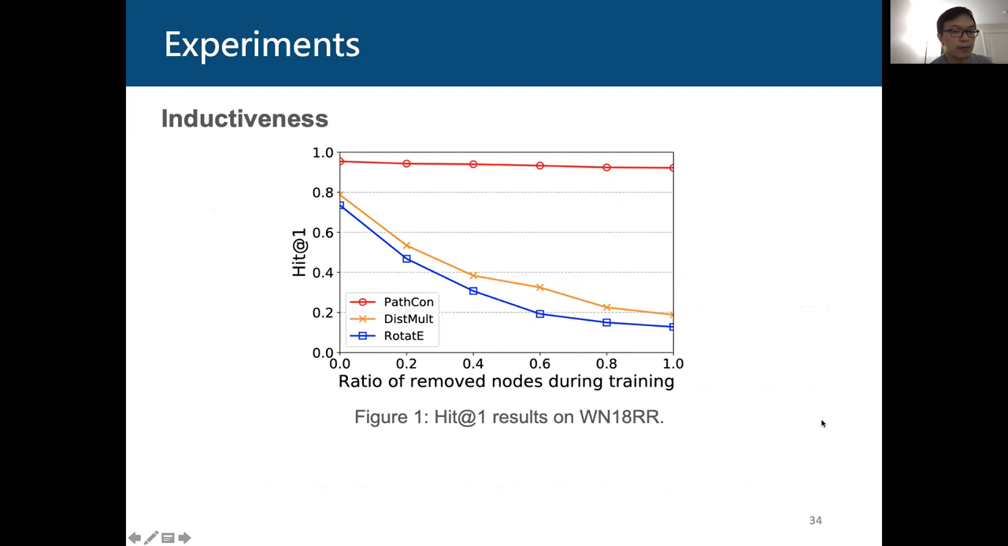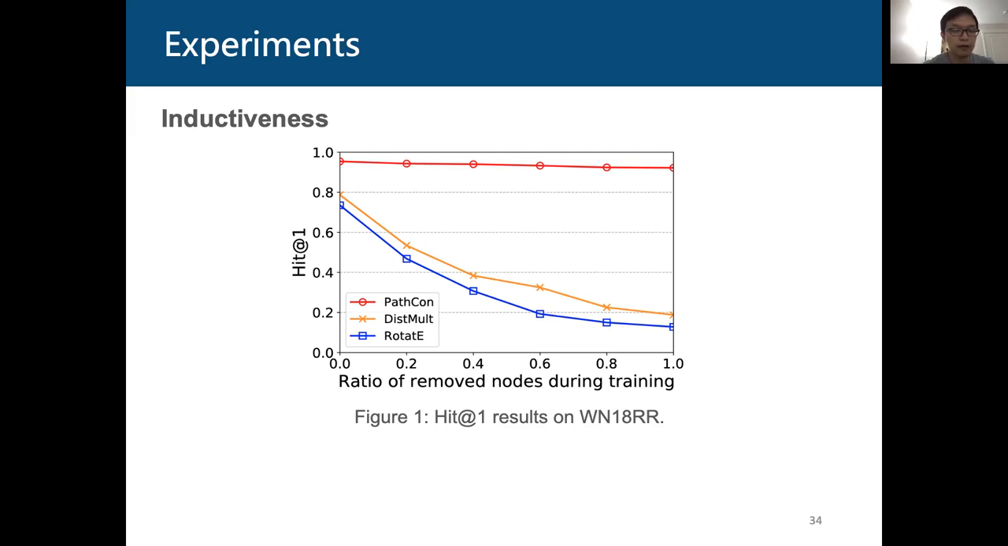We also examine the performance of our method in inductive knowledge graph completion. In this setting, we remove some of the nodes that appear in the test set from the training set. Then we use the remaining training set to train the model, and then we use the trained model to evaluate the test set. But during evaluation, we need to add these nodes back into the graph because we need these edges to calculate the context and path. So this is how we did the experiments in the inductive setting.